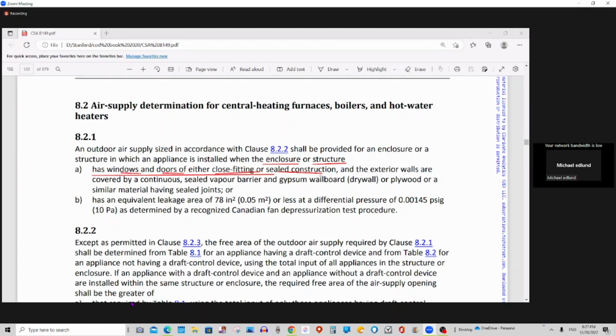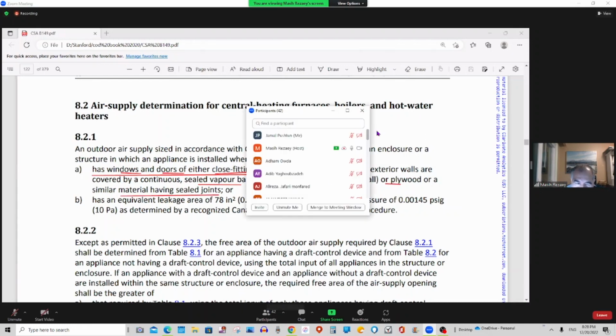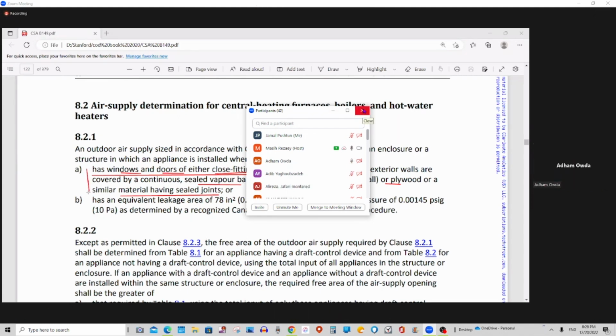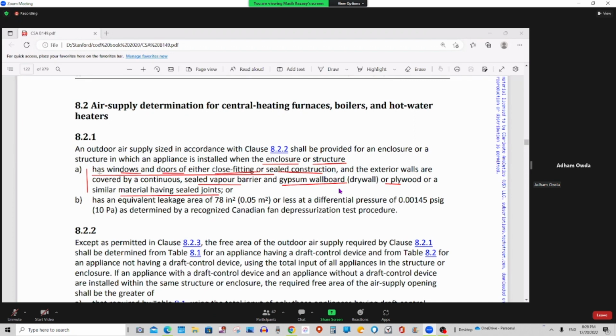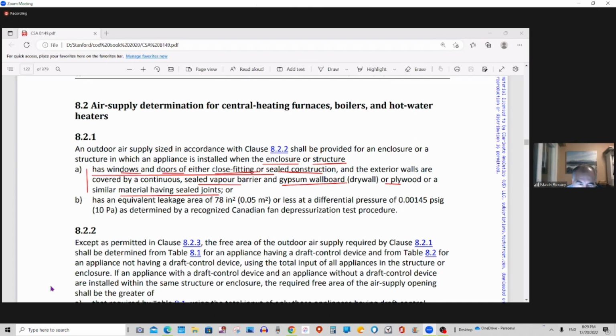So these are also done when you seal the vapor barrier, gypsum wallboard, or drywall, plywood. These are all to seal, to prevent the heat going out. So can we say finished or unfinished basement or a house? Yes, sir. Now, it says equivalent leakage area of 78 square inches or less at differential pressure.